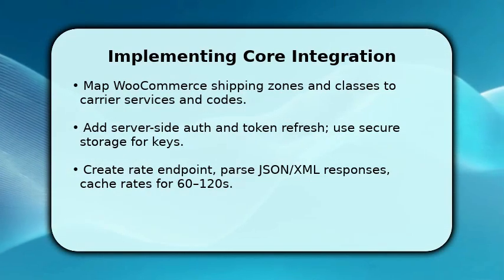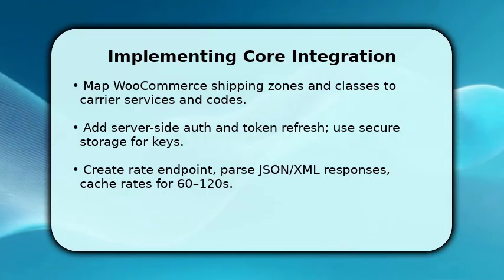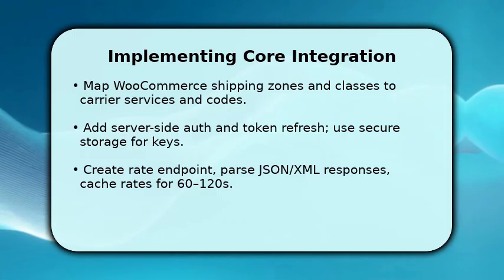You now write the integration. Map your WooCommerce shipping zones and package classes to the carrier service codes so customers see accurate options. Next, implement server-side authentication and token refresh logic, storing credentials securely to avoid exposure.